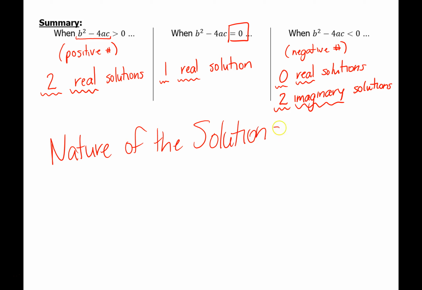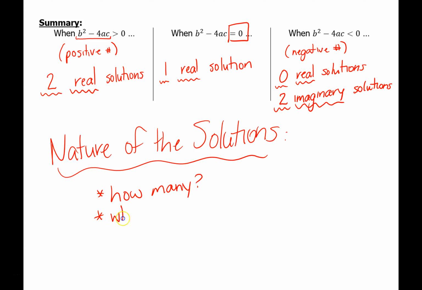The nature of the solutions is two pieces of information. It's how many, and it's what kind of number. And by what kind of number, I mean real versus imaginary. Okay, so let's look at the quadratic formula now.